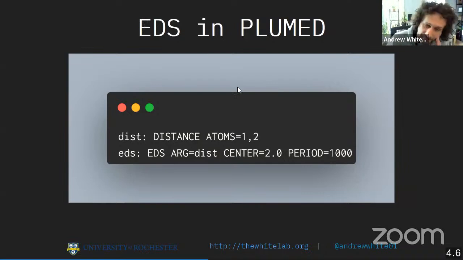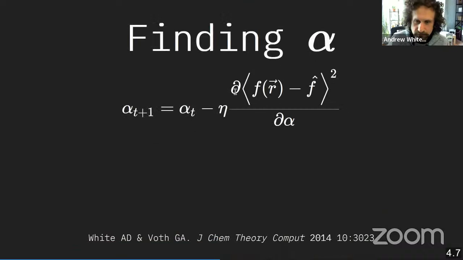Okay. All right. So in EDS, sorry, to use this in Plumed, all you need to do is set your collective variable. So here, like this, and then you just call the EDS module and you set what you want it to be. So you define a collective variable, and then you define what you want the experimental data to be. So experimental data here is 2, and then the CV here is distance. So I'm just going to talk really briefly about how you actually find this alpha, this Lagrange multiplier here.